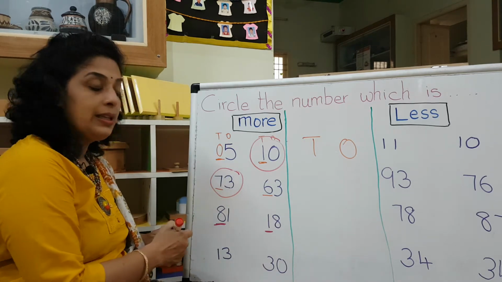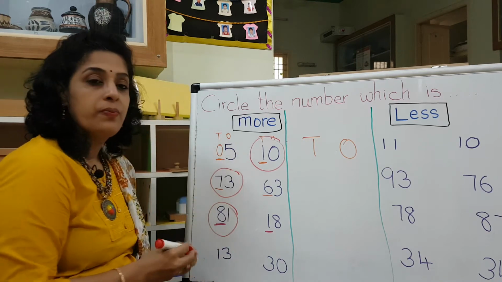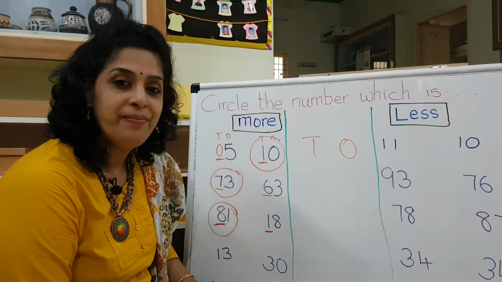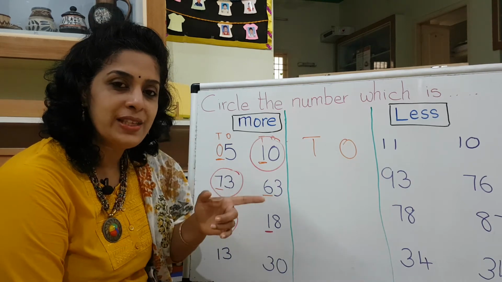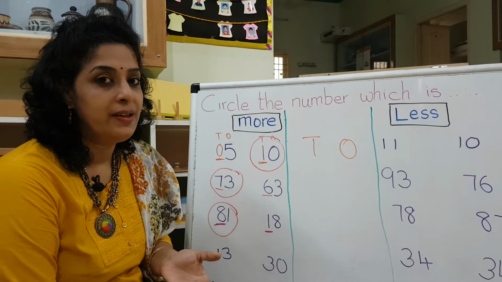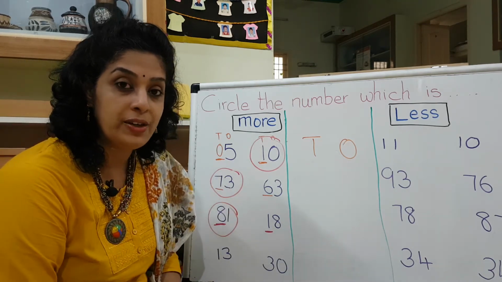So you will circle the number which is more. 81 is more than 18. Same, sounds the same, 80, 18. But you see the value is different. Right? Value means the quantity of that is different.